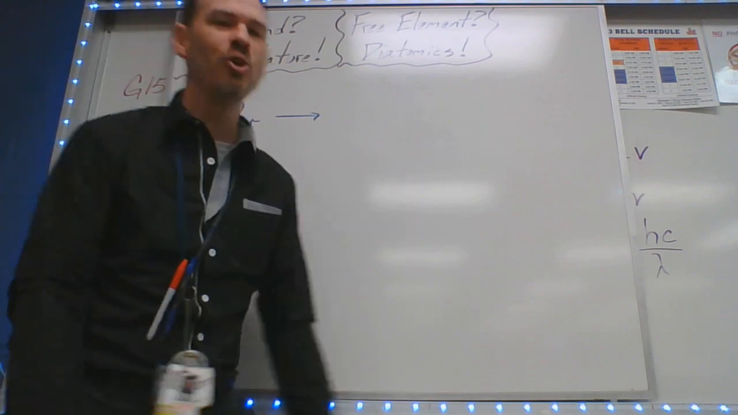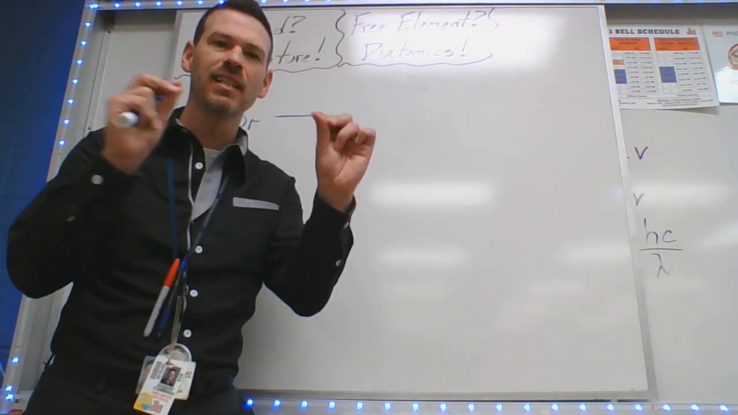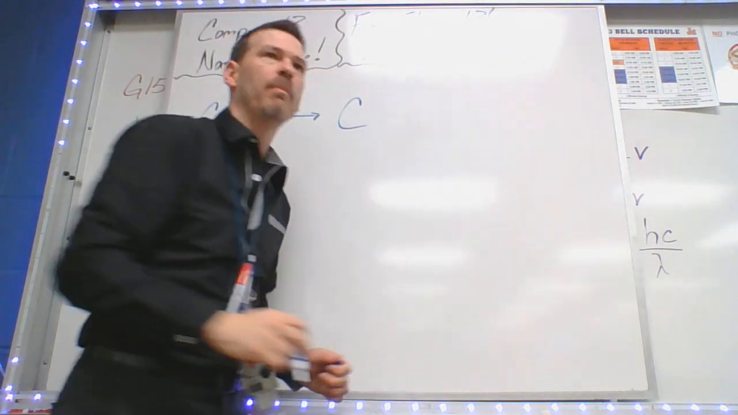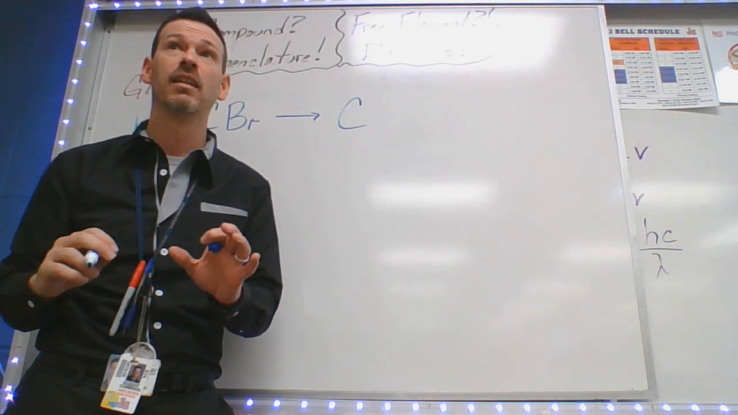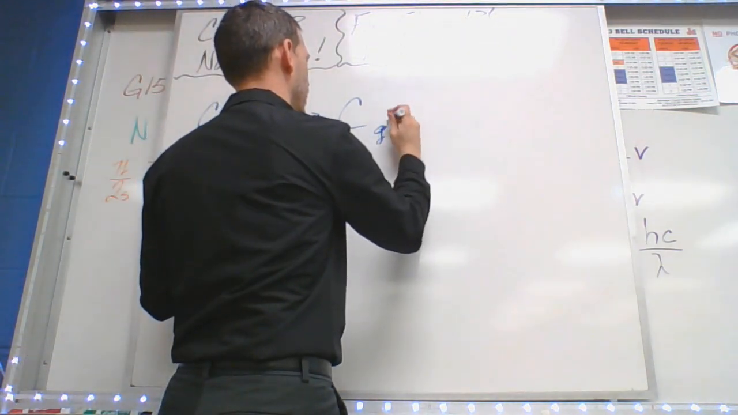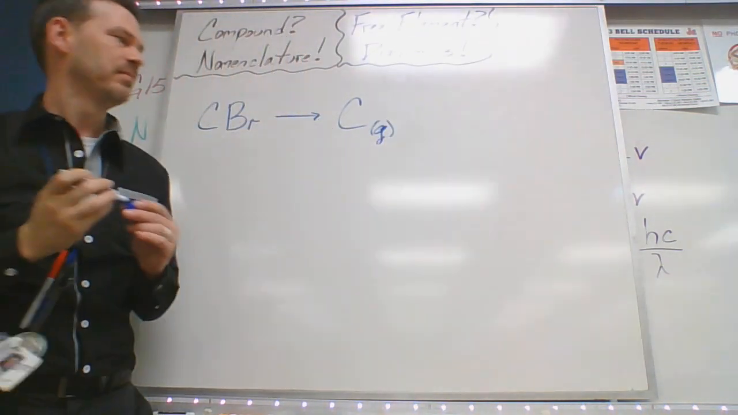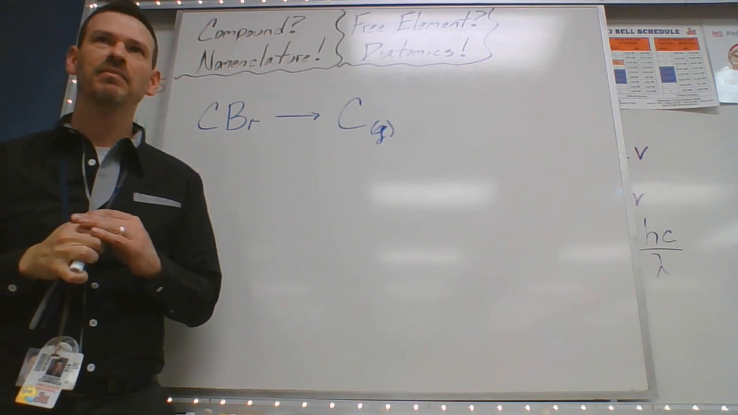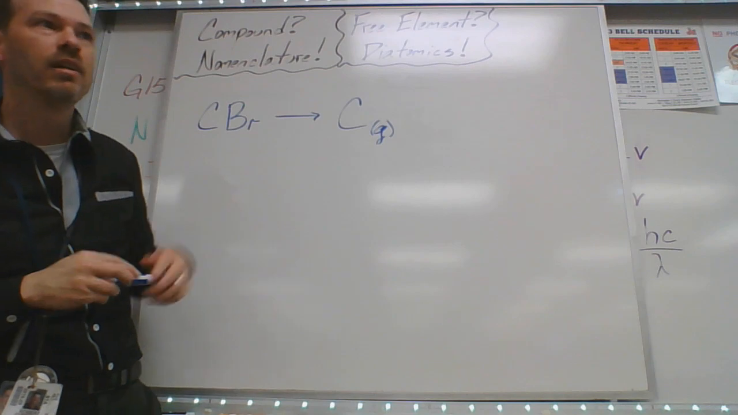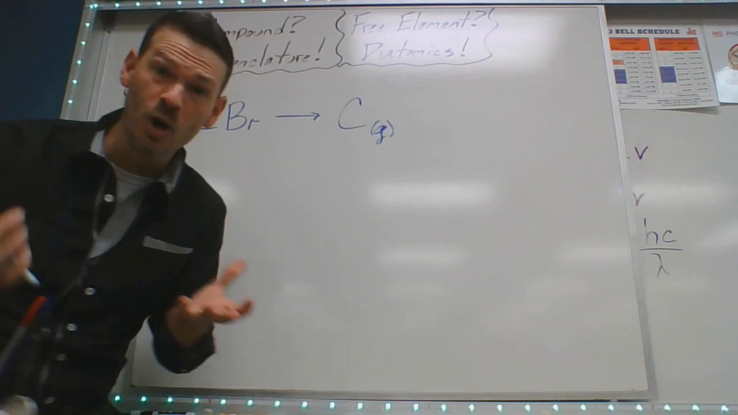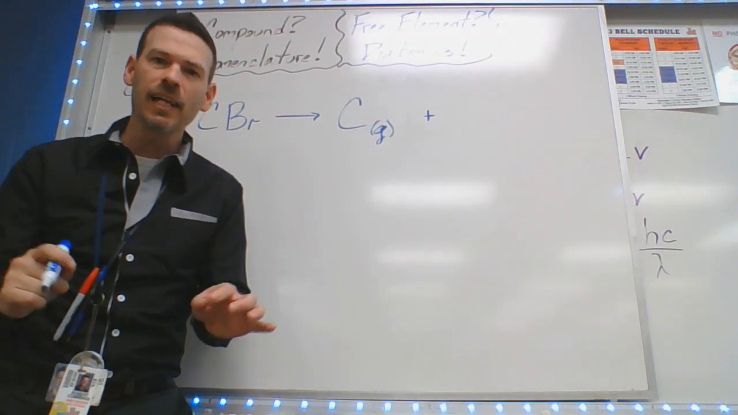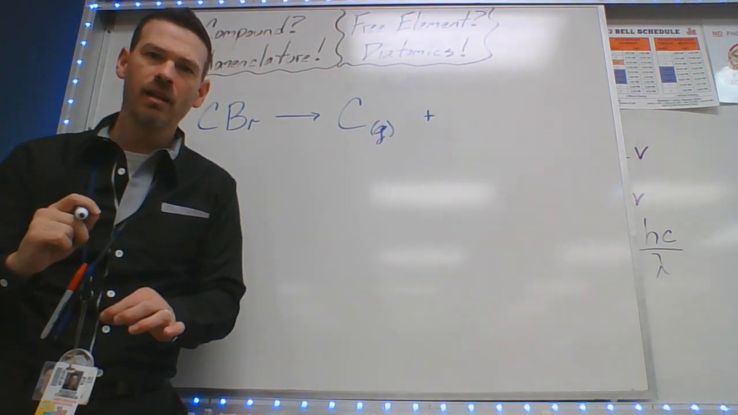It says produces gaseous carbon. So the next thing it produces is carbon. But can anybody tell me how I can show it's gaseous? Parentheses G. Produces gaseous carbon. All right. Then there's the word and, which is a plus sign. Liquid bromine.